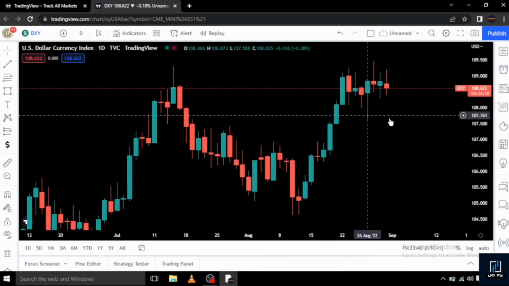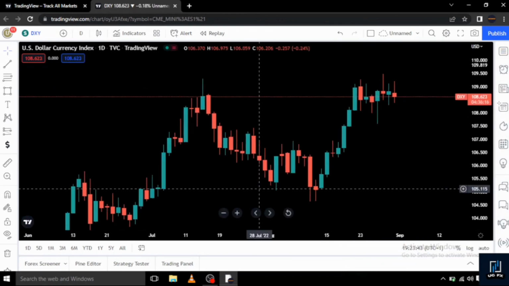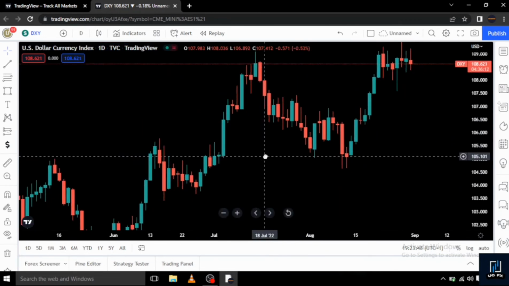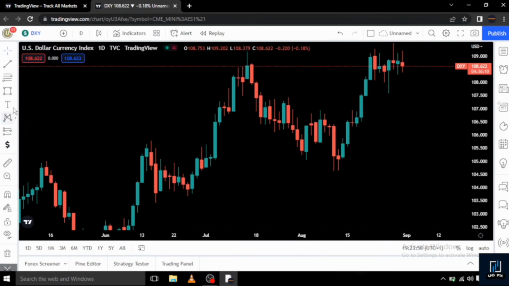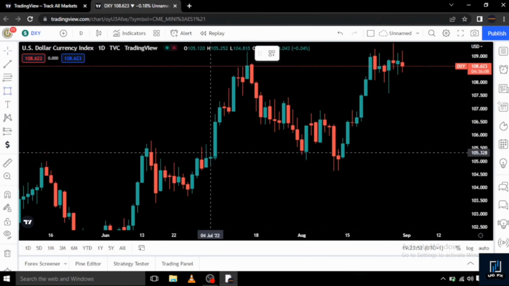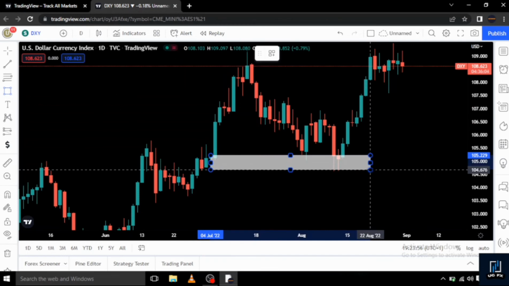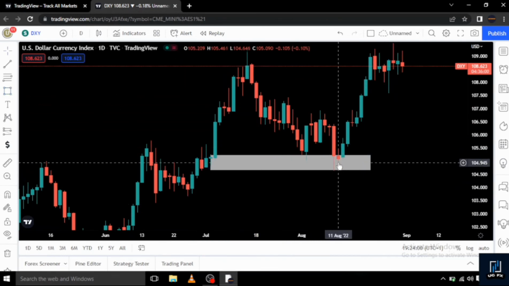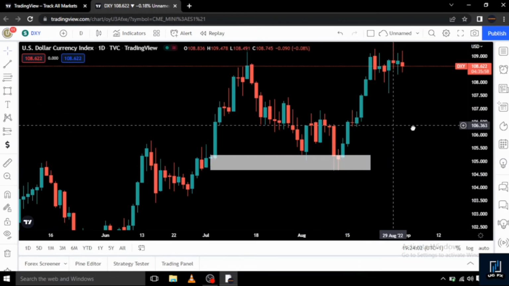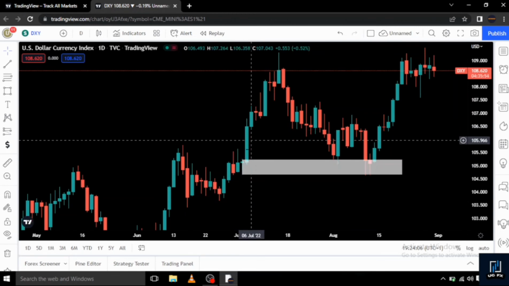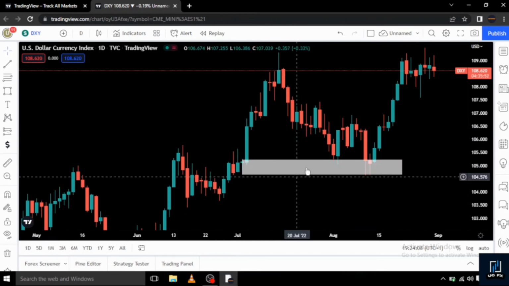So here on the DXY, as you can see as well, we had our order block here, but it was a little bit of a stop hunt. So we still had this inefficiency, just like we had on the Euro USD.